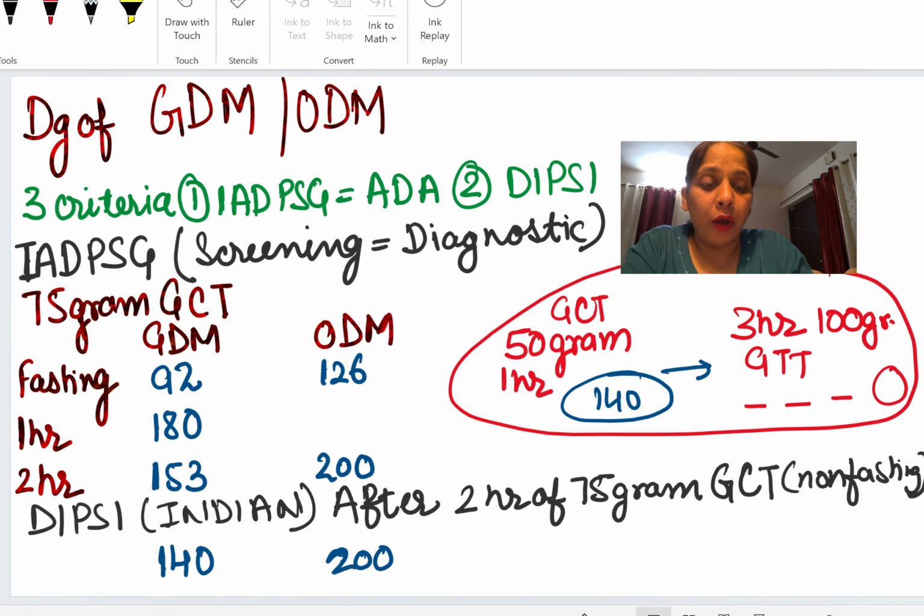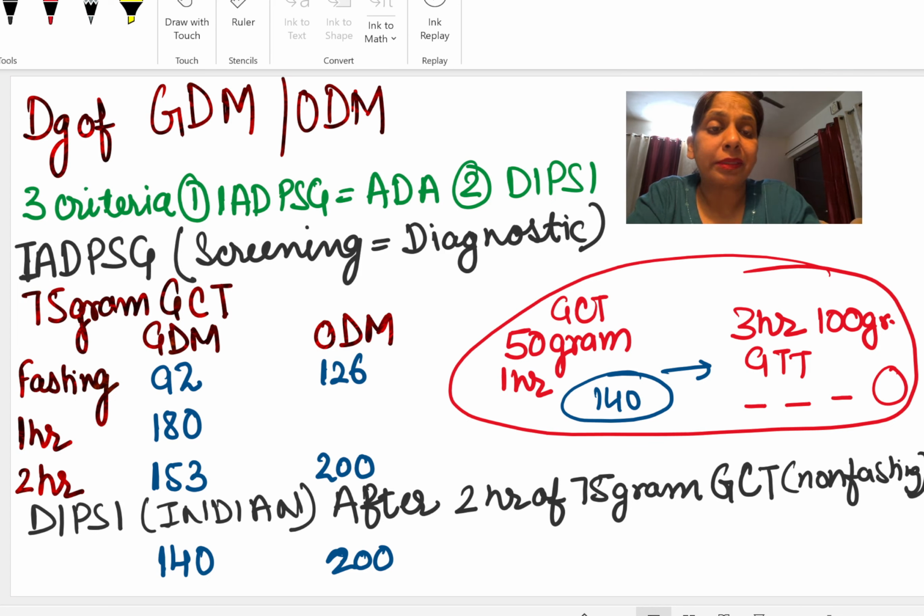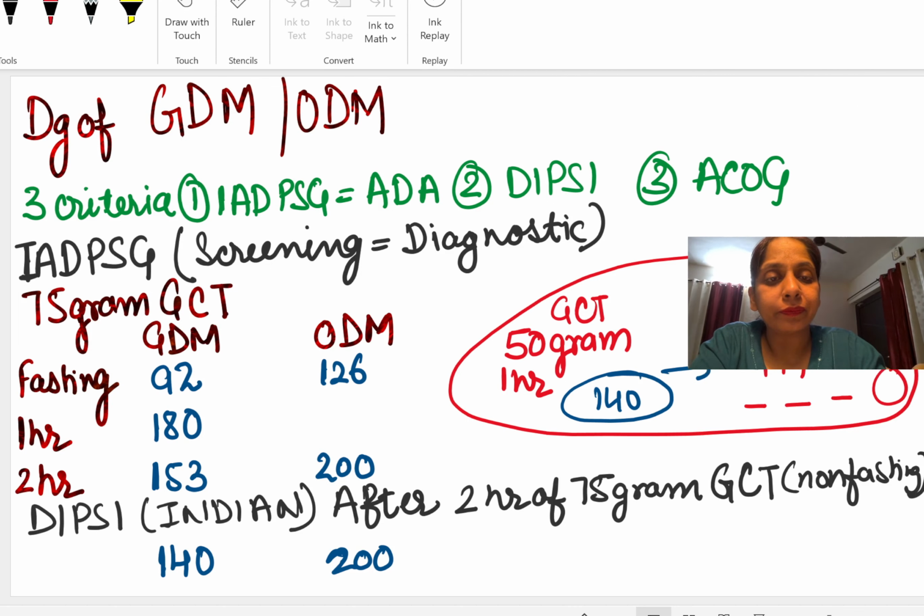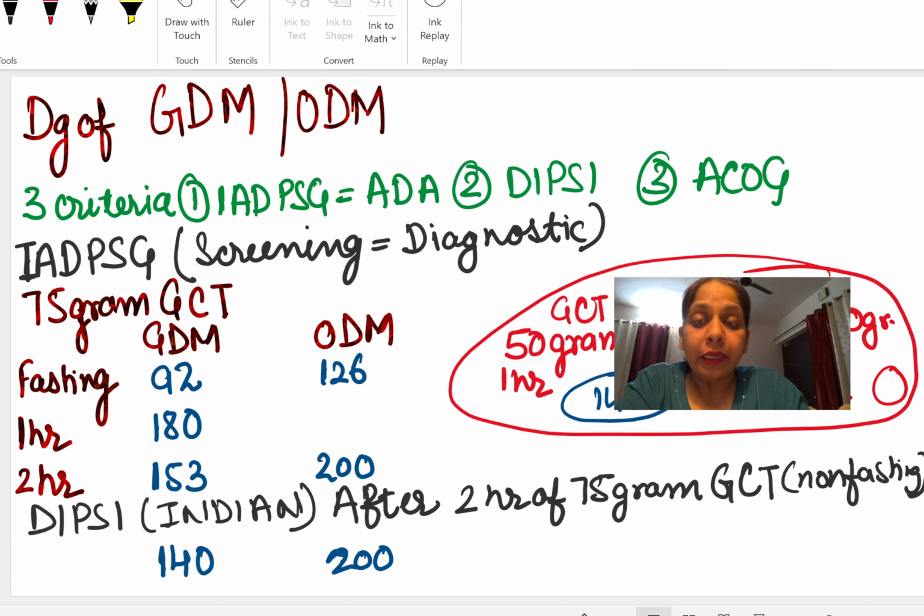Now, how will we diagnose gestational diabetes mellitus or overt diabetes mellitus? Here I would like to tell you, first of all, there are three criteria. Number one is IADPSG, which is an international association. What does the IADPSG say? The same is said by ADA, American Diabetes Association. Okay, don't get confused. If I is written, then it is Indian? No, I is for international there. So both are one and the same, and usually this is what is followed.